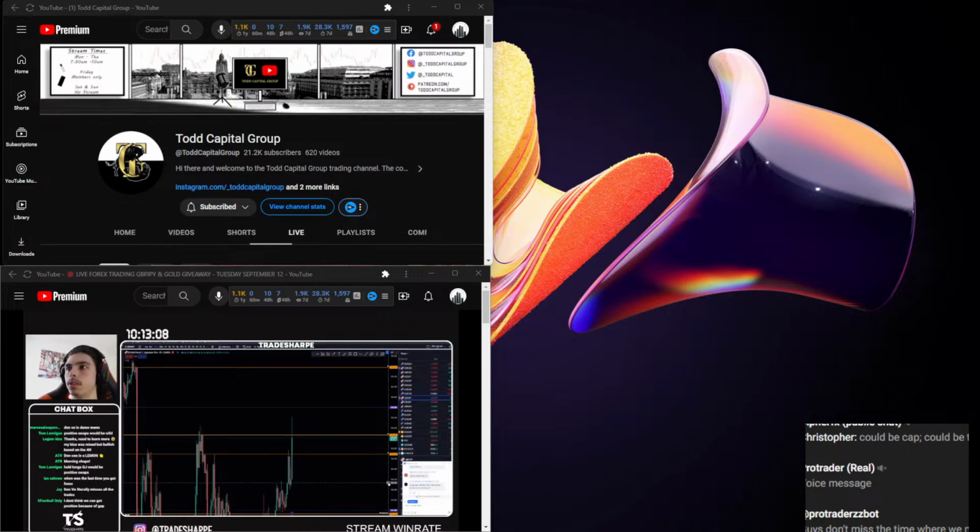I don't think we can get a position because of the gap. Yeah, it will be hard. We need to see structure. It will definitely be structure.